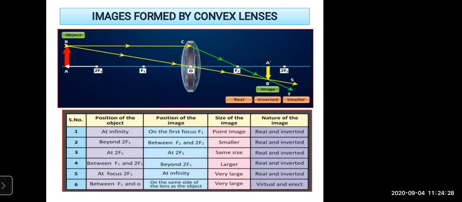Now in a convex lens, most of the images formed are real and inverted, and they appear on a screen. So this chart indicates that all the images are real and inverted. Only the last one, between F1 and O, which means between F1 and the optical center, has a very large image, and the nature of the image is virtual and erect.